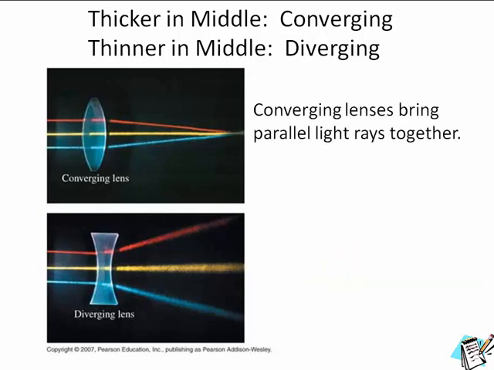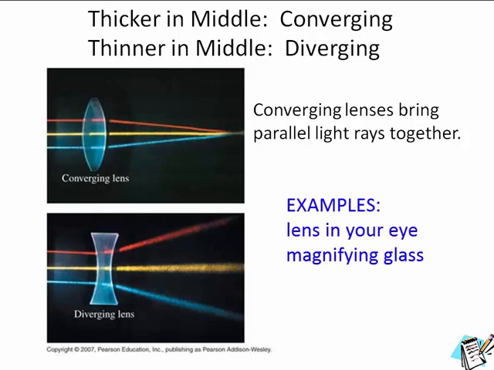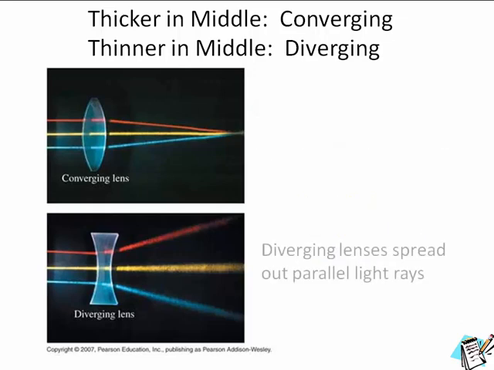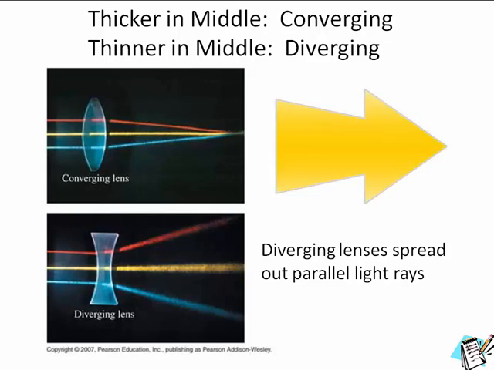Converging lenses bring parallel light rays together, so all rays of light converge on a single point. The lens in your eye is a converging lens, as is a magnifying glass. Diverging lenses spread parallel rays apart, so all rays of light diverge as if from a single point. Some eyeglasses use diverging lenses.